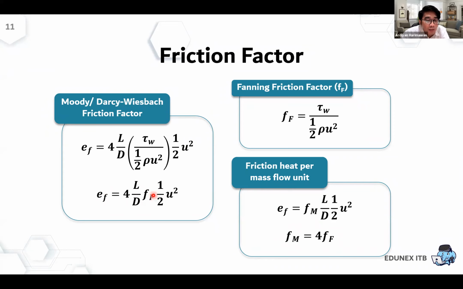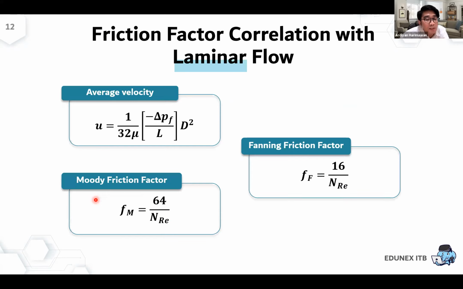After you get the friction factor, if you are using Fanning, you have to multiply by 4 times L per D times half times the square of velocity. But if you are using the Moody friction factor, you don't need to use 4 again to calculate the EF. That's just the basic principle. For laminar flow, you just use this equation.